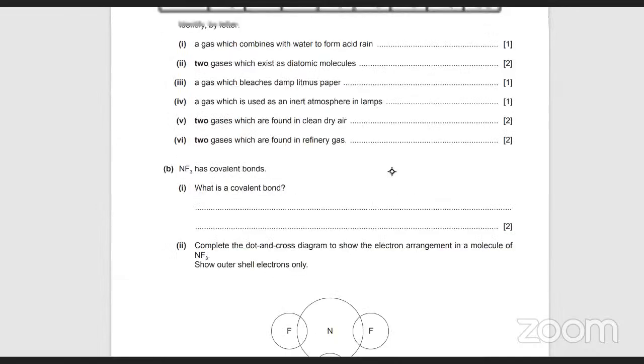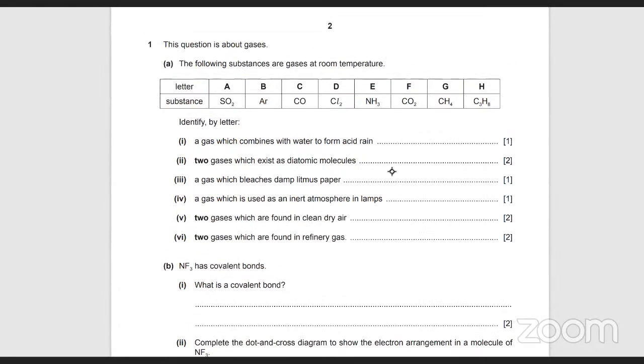अच्छा अब स्टार्ट कर लेते हैं फर्स्ट क्वेश्चन से, ठीक है? Starting with the first question: now this one, a gas which combines with water to form acid rain, कौन सी gas produce करती है out of all these gases? Sulfur dioxide, ठीक है, so that's sulfur dioxide है यहाँ पे. That's option A.